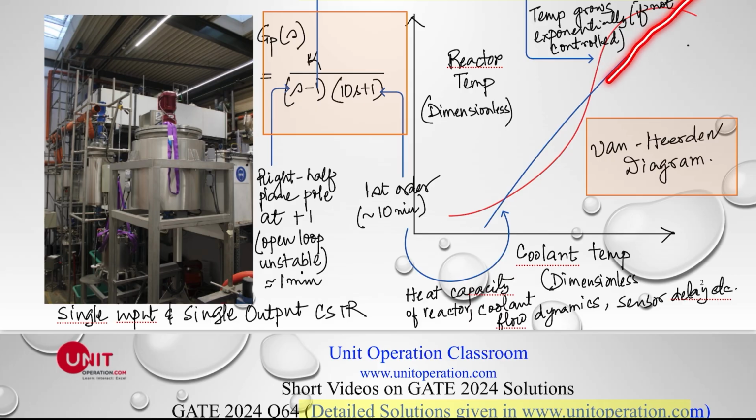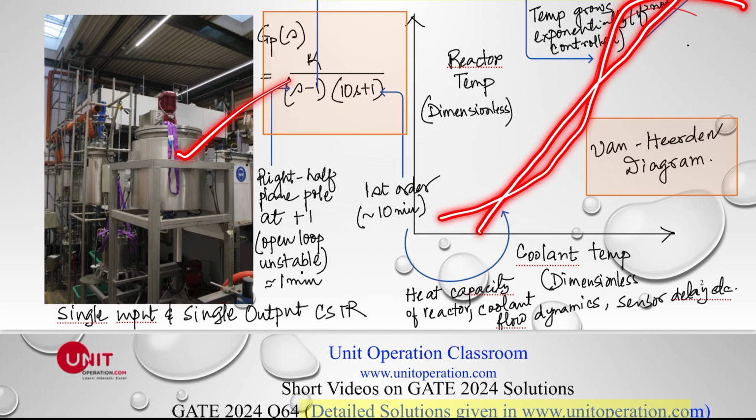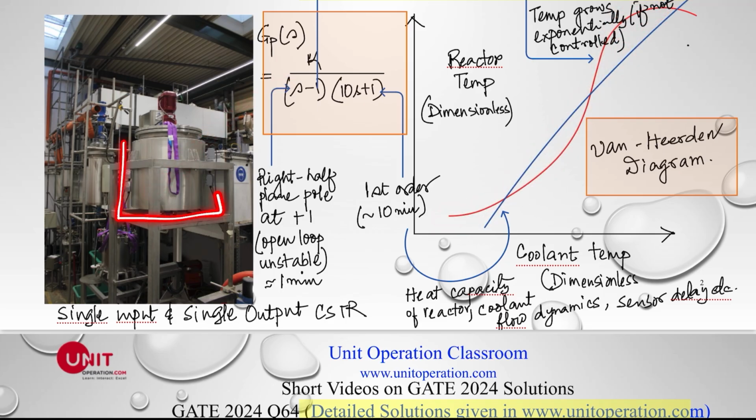And this, of course, is the heat removed by the coolant, and we know heat removal by coolant is linear. So that's what we get here. This is the heat generation inside the reactor, and this is the heat removal by the cooling jacket. Wherever they intersect, these are called steady states, and we know these two are stable steady states, and this is an unstable steady state.